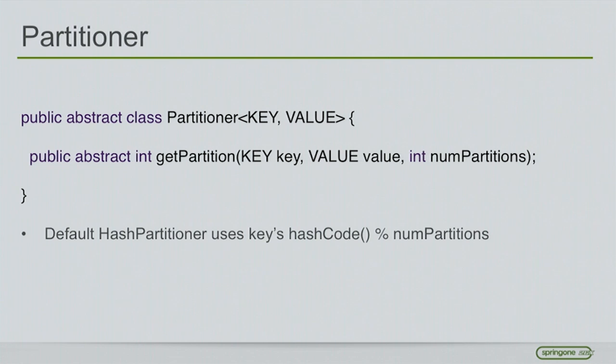If you have 10, you're basically going to take this key value pair and make sure that the keys that are the same value end up at the same reducer host. The default is a hash partitioner, which uses the key's hash code mod number of partitions. So you'll get a number from 0 to 9 in the case of 10. Since the same object is supposed to have the same hash code, they'll end up at the same reducer.